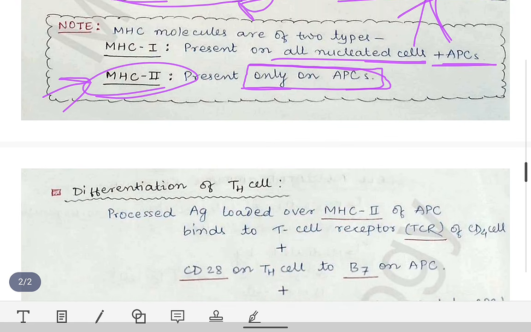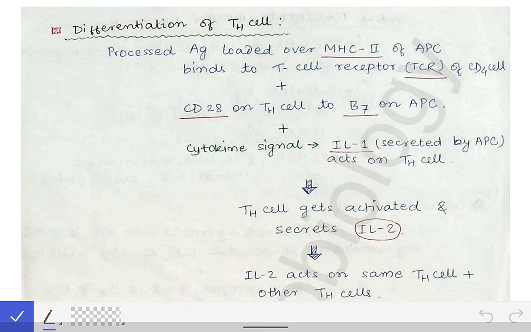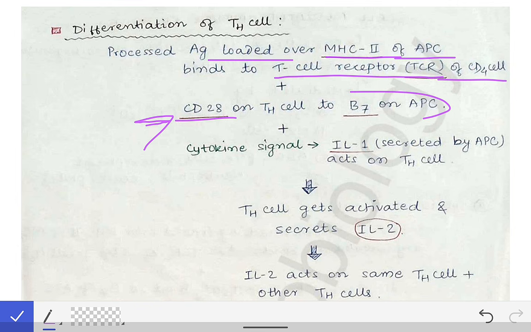Now we will be discussing how the helper T cell gets differentiated after the presentation of the antigenic fragment to it. So see here what is happening: the processed antigen loaded over the MHC2 molecule of the APCs binds to the T cell receptor of the CD4 T cell. Now this single signal is not enough for the activation of the helper T cell. It also requires CD28 on the helper T cell to bind with the B7 of the antigen presenting cells. So the CD28 molecule of the helper T cell also binds to the B7 molecule of the antigen presenting cells.